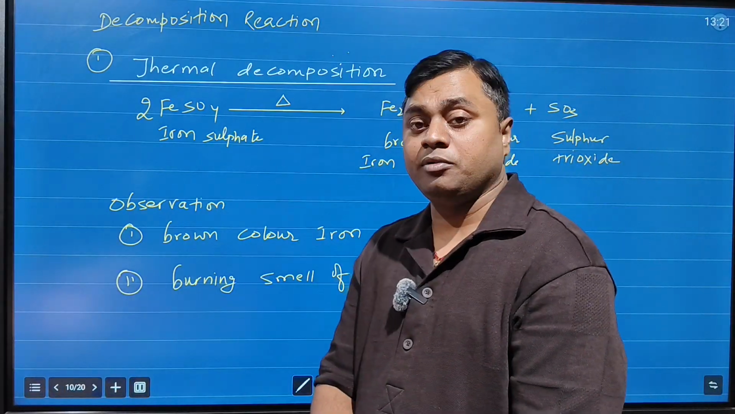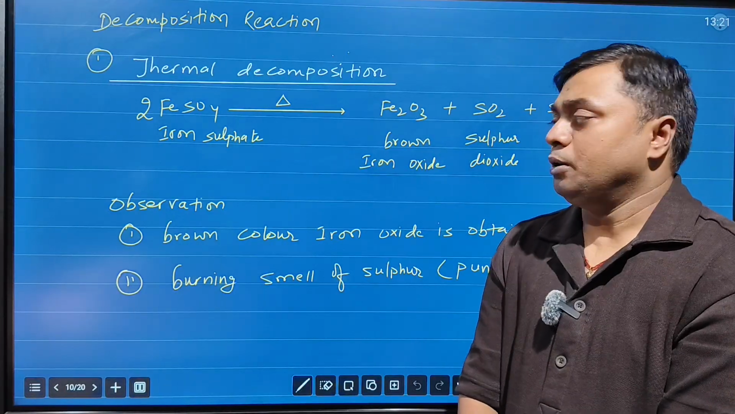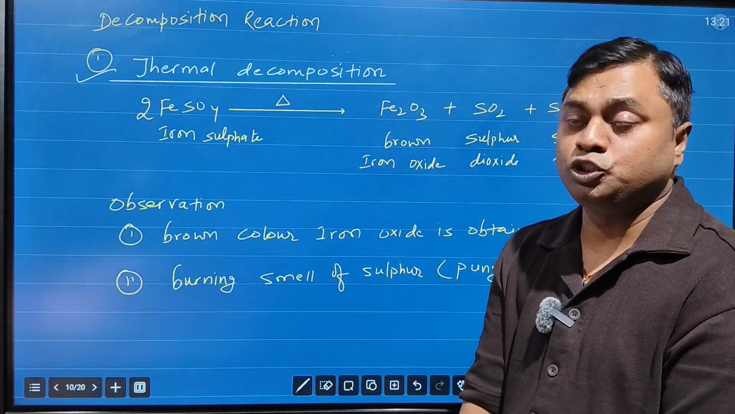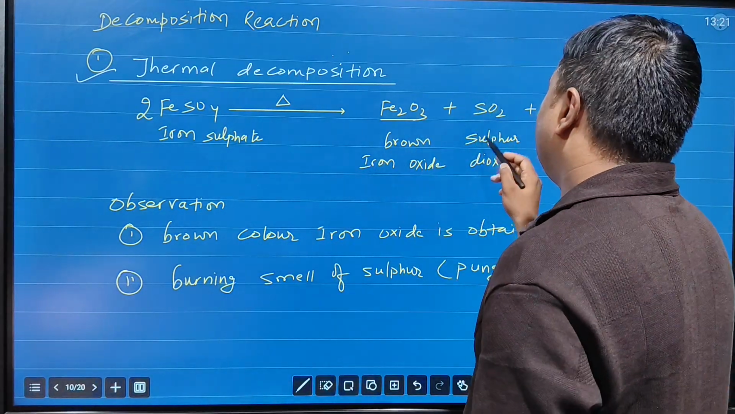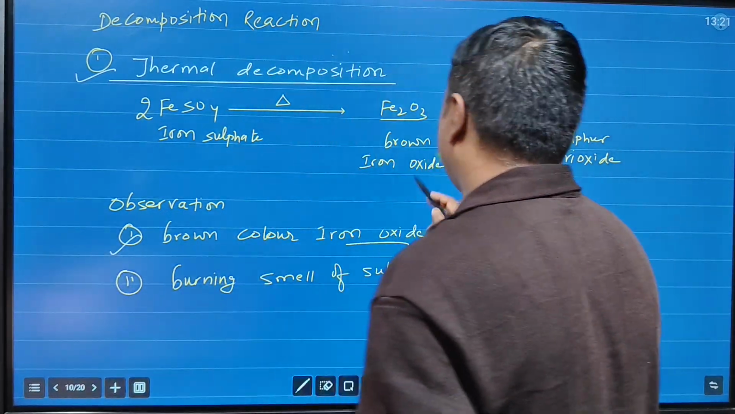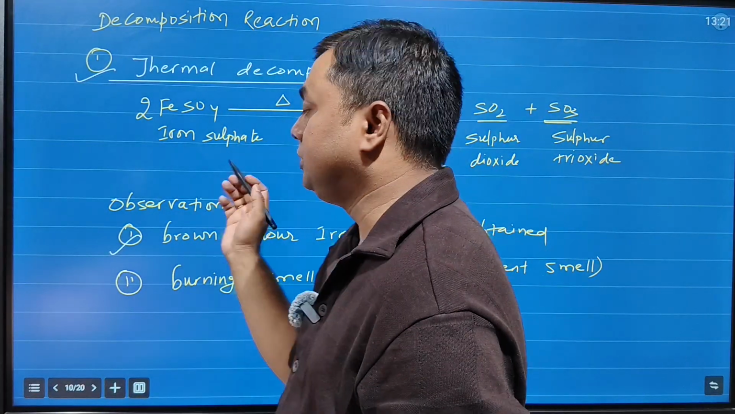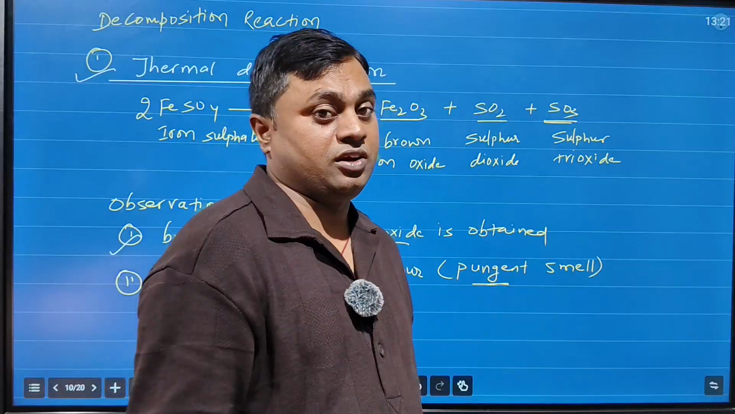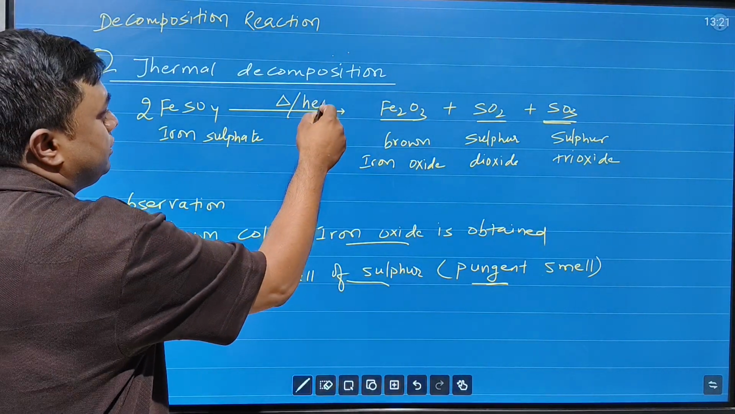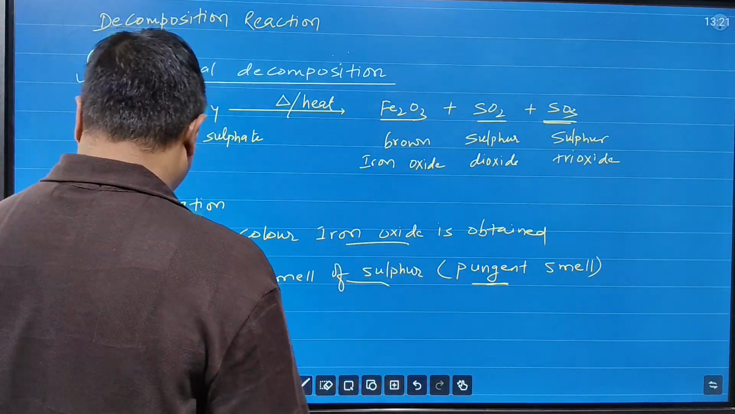Any two observations whenever iron sulfate is decomposed. Iron sulfate is a white powder actually. Once you heat it, it undergoes thermal decomposition. It will give you what? Fe2O3 plus SO2 plus SO3. So brown color iron oxide is obtained. Along with that, the burning smell of sulfur, that is pungent smell. So these are the observations on heating iron sulfate. Equations are very important. 2FeSO4, with the symbol of heat, upon heating gives you Fe2O3 plus SO2 plus SO3.